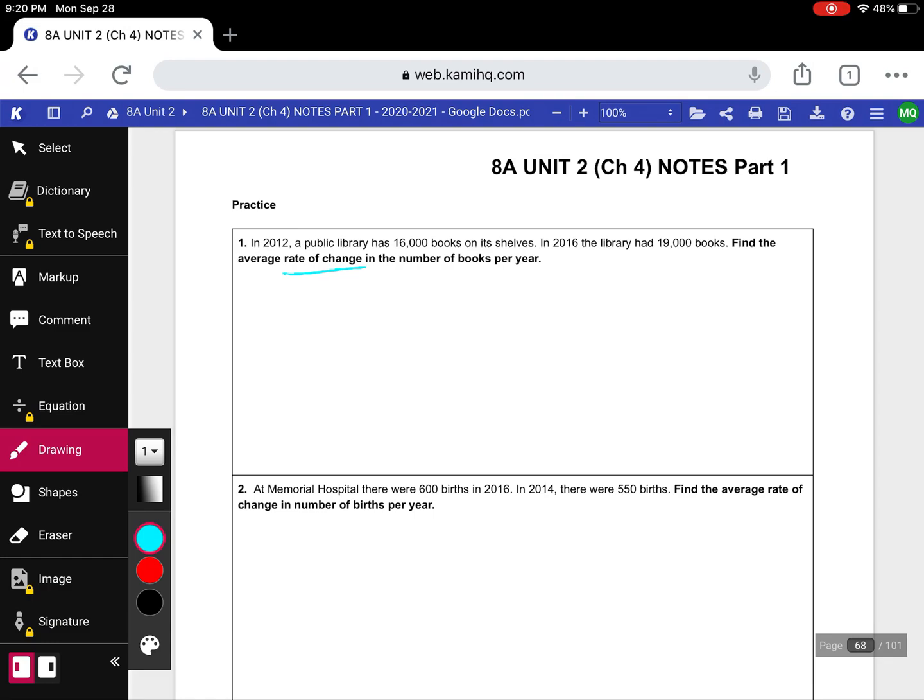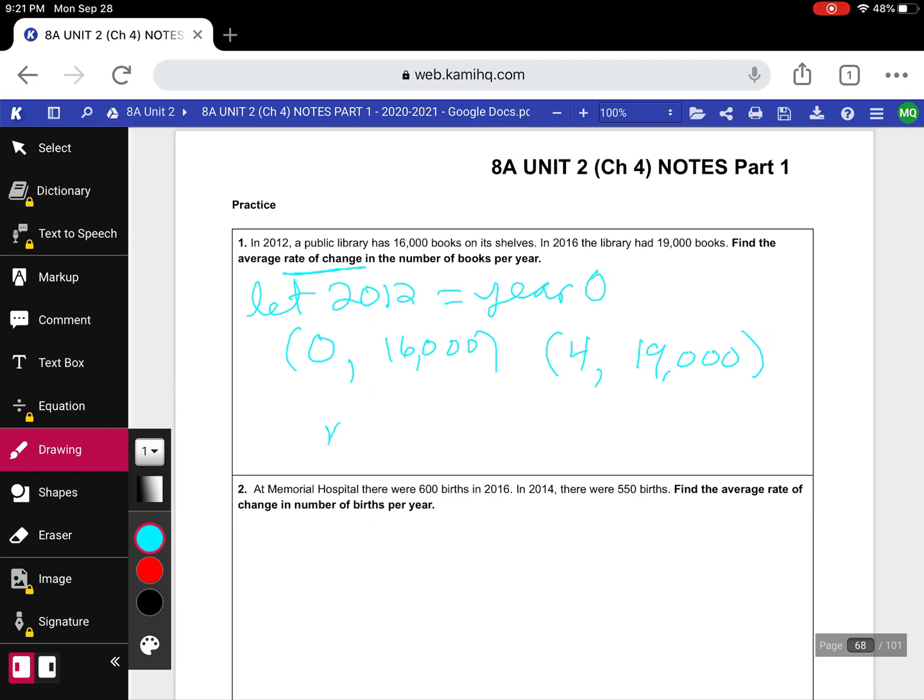Okay, and what I always tell students when we're talking about years, your starting year is your year 0, okay? So our starting year here is 2012. You're going to let 2012 equal year 0, okay? So then I actually write out my ordered pairs. 2012, which is year 0, we had 16,000 books. In year 2016, which is a 4-year change from 2012, so 4 years, and my Y value is going to be 19,000 books. Okay, and now you can easily calculate your rate of change.